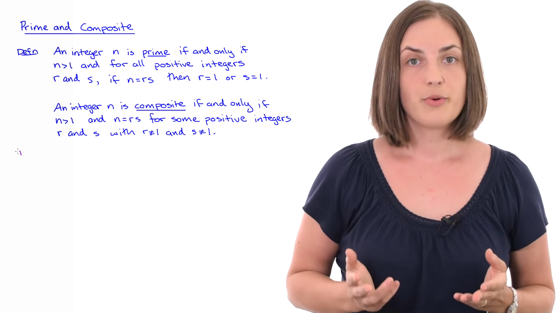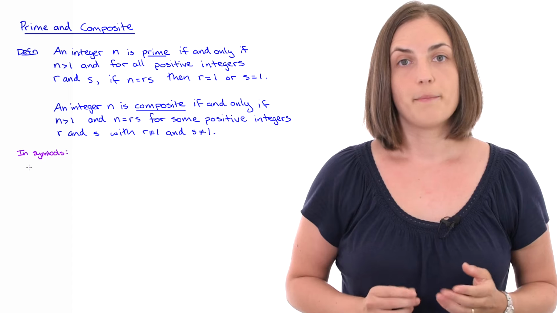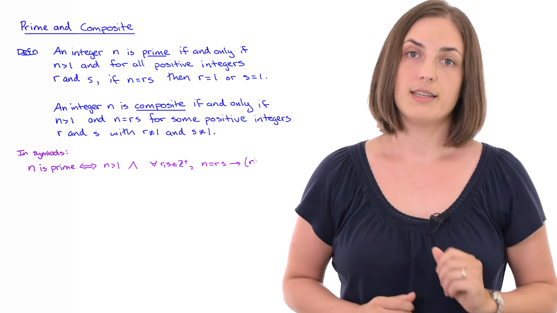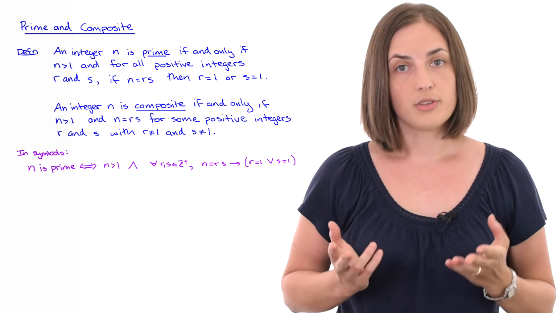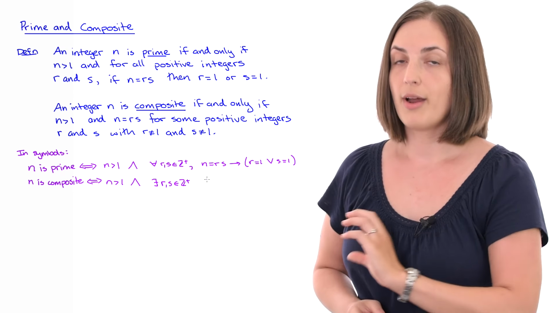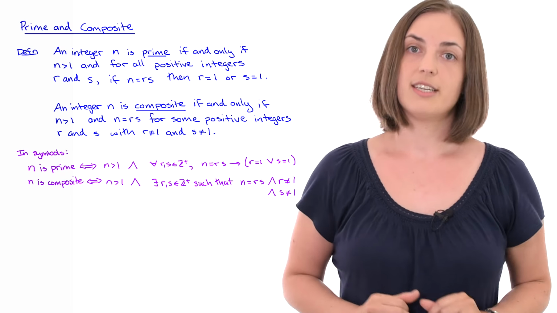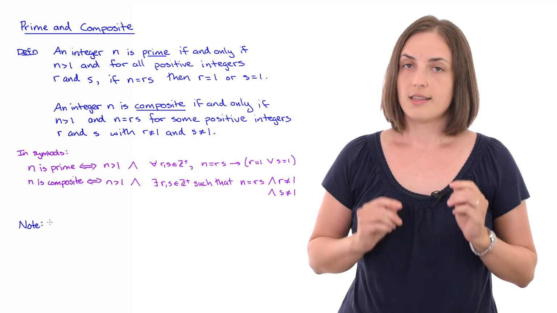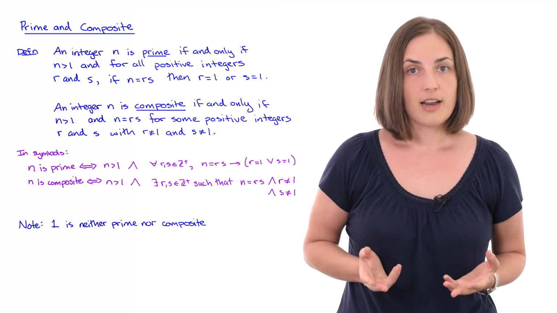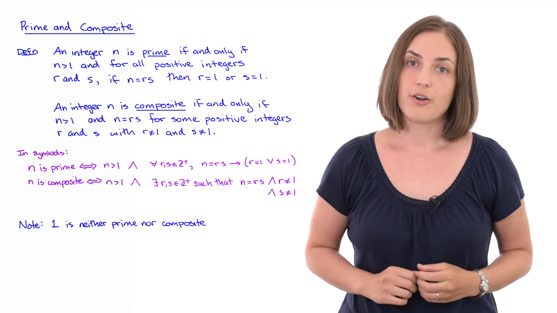Let's write out symbolically the definition for n, an integer, to be prime. So we write it out symbolically and notice that this says exactly the same thing we said in the definition. Also, we can do the same thing for composite. So n is composite if and only if, and we write out the definition symbolically, and again, this says the same thing as the definition. Something to note is that the integer 1 is neither prime nor composite, and in fact, the definition for prime and composite holds for integers which are greater than 1.